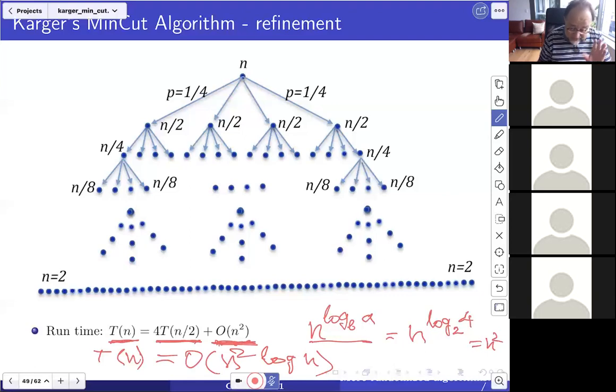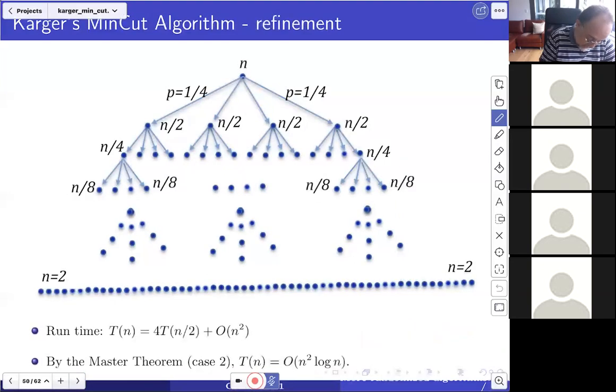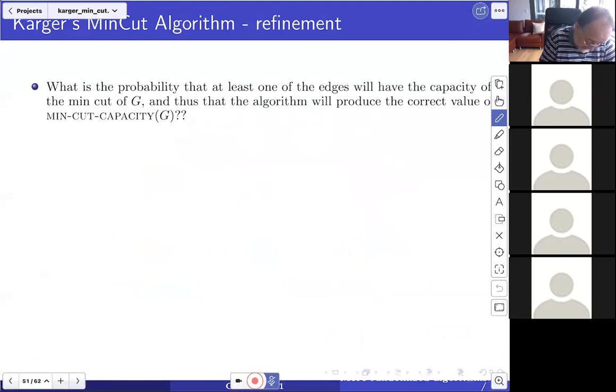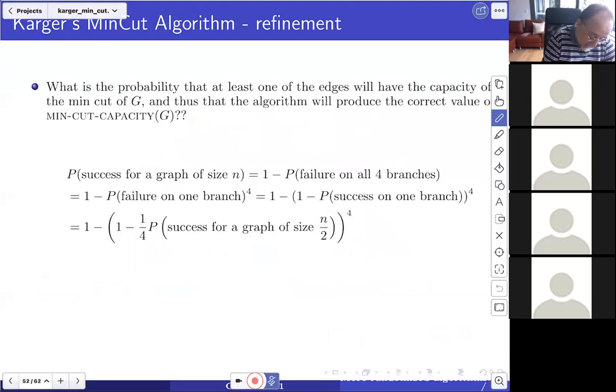So this algorithm remains fast despite a lot of recursive, iterative calls. So this is the runtime, but what's the probability now that one of the branches did not get injured, that it preserved the correct mean cut capacity? This is what we have to estimate. So let's see how we do that.